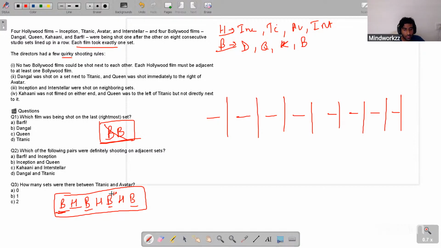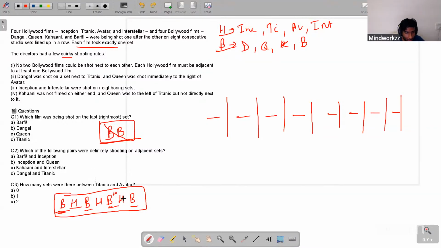So for the Hollywood films there are two options, right? One option is that it is in between two Bollywood films, any two Bollywood films, or the other option is that it is outside, or the case is such that there is only one Hollywood film next to each of the Bollywood films. Why I'm assuming two cases is because it is told to us here that each Hollywood film must be adjacent to at least one Bollywood film. So it is not restricting us that there cannot be two Hollywood films next to each other. It's just restricting us that two Bollywood films cannot be next to each other.